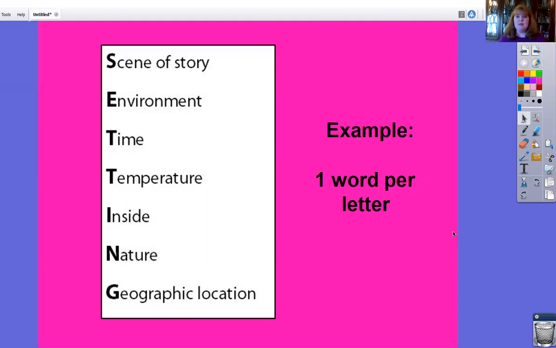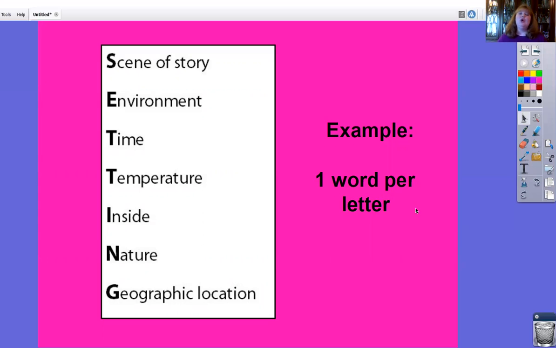It is the environment, what is around you, what is in the room where you're at, what is the time of day, what's the temperature, is it hot, is it cold, are you inside or outside? What is the nature like? Are you at the beach? Are you in the mountains or at the desert? What is the geographic location? Where in the world are you?